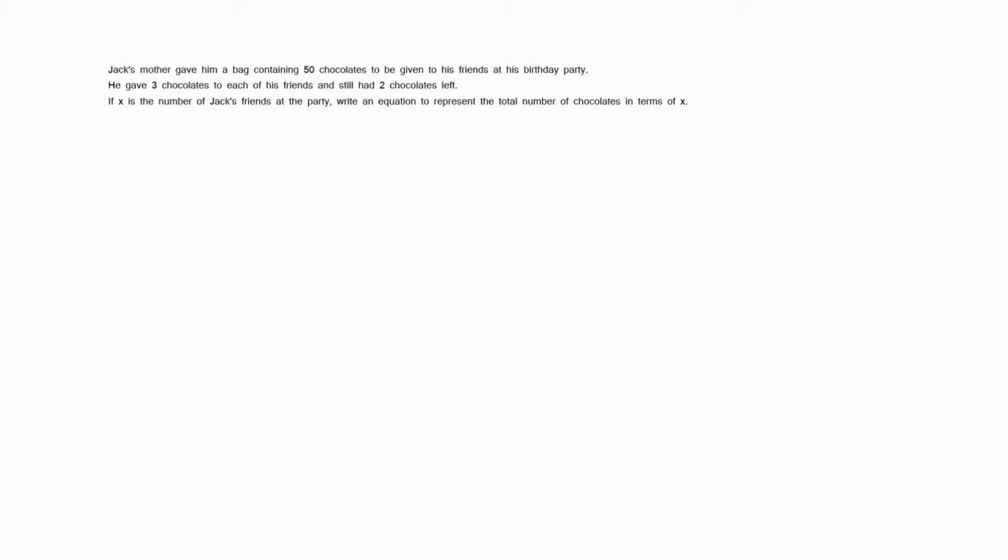In this question, we have to write an equation to represent the total number of chocolates in terms of x. So let's have a look at the question. Jack's mother gave him a bag containing 50 chocolates. Okay, so that's an important piece of information. And these are going to be given to his friends at his birthday party. So he gave 3 chocolates to each of his friends and still had 2 chocolates left.